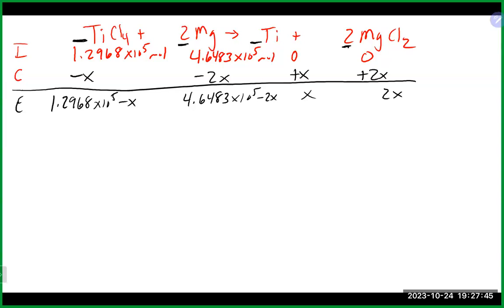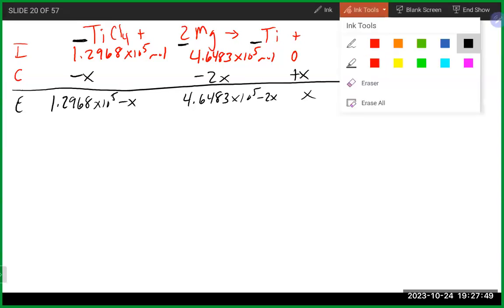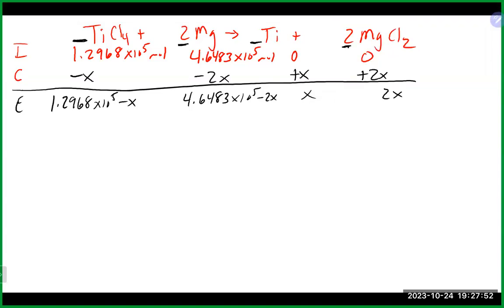At this point, once you bring everybody down, we can do those two quick calculations to figure out which one's the limiting reagent. We're just going to set each of these equal to 0. Obviously, this first one's pretty simple. It's straightforward. X would equal 1.2968 times 10 to the 5th.